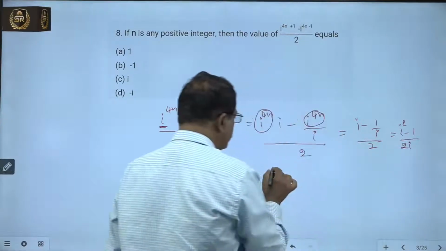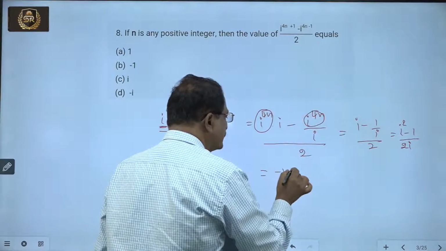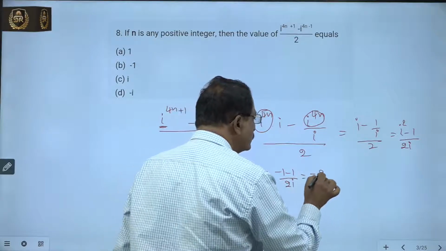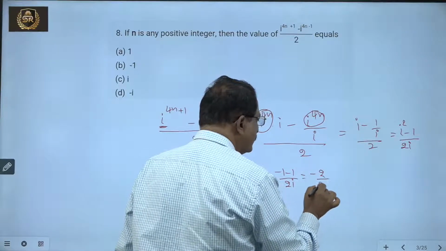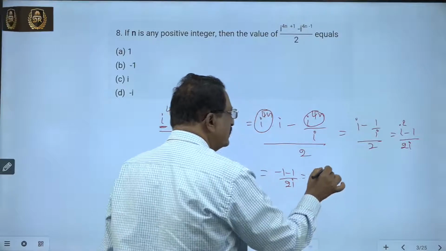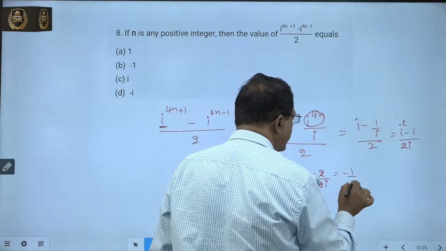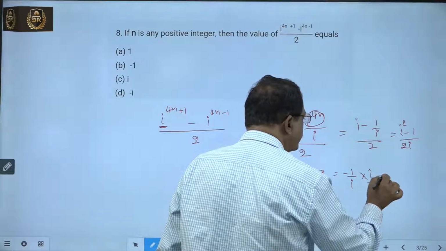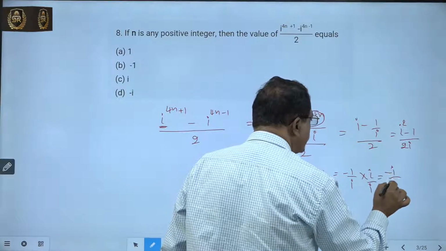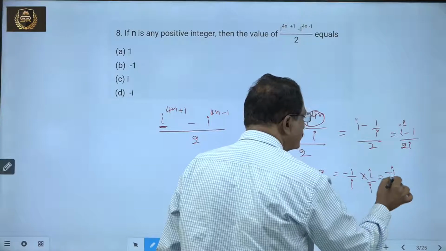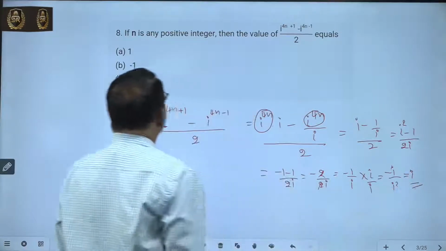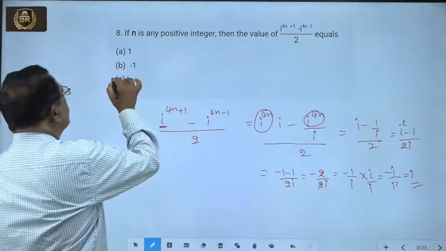But i squared equals minus 1, so minus 1 minus 1 by 2i, that equals minus 2 by 2i. The 2 gets cancelled. That equals minus 1 by i. Now multiply and divide by i. That equals minus i by i squared. But i squared equals minus 1. That equals i. Answer is i. Third option.